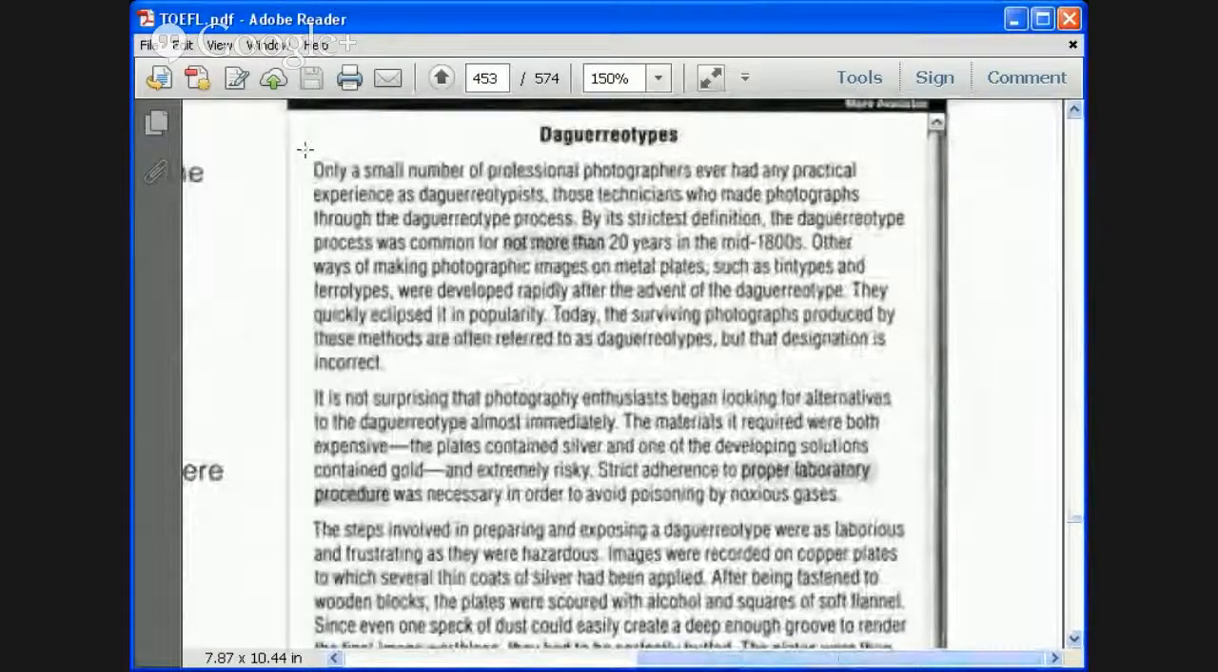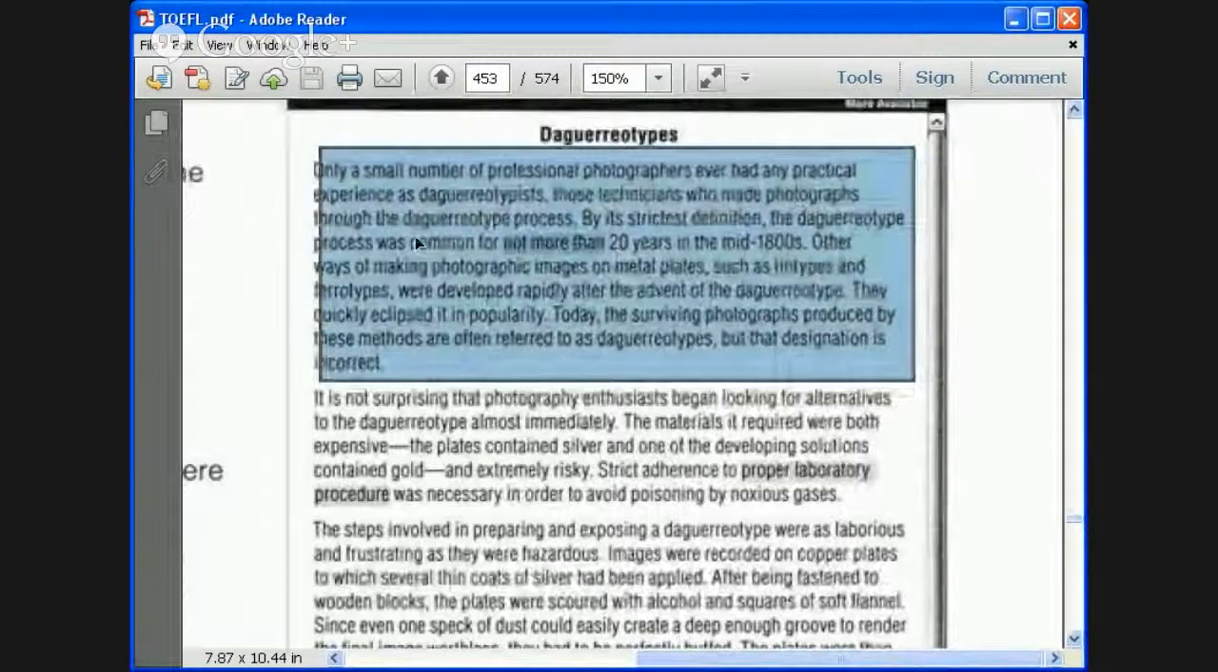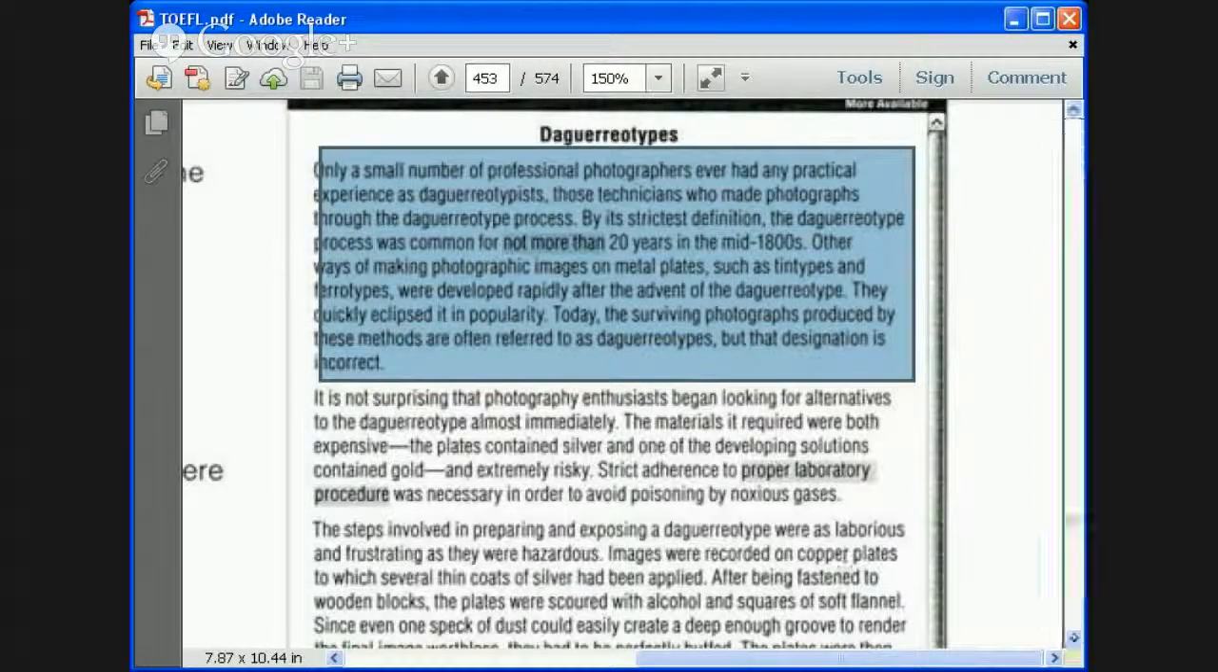Only a small number of professional photographers ever had any practical experience as daguerreotypists. These technicians made photographs through the daguerreotype process. By its strictest definition, the daguerreotype process was common for not more than 20 years in the mid-1800s. Other ways of making photographic images on metal plates, such as tintypes and ferrotypes, were developed rapidly after the advent of the daguerreotype. It quickly eclipsed it in popularity. Today, the surviving photographs produced by these methods are often referred to as daguerreotypes, but that designation is incorrect.